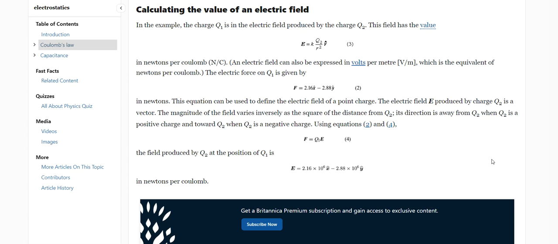The electric force on Q1 is given by, in newtons. This equation can be used to define the electric field of a point charge. The electric field E produced by charge Q2 is a vector. The magnitude of the field varies inversely as the square of the distance from Q2. Its direction is away from Q2 when Q2 is a positive charge and toward Q2 when Q2 is a negative charge. Using the equation, the field produced by Q2 at the position of Q1 is, in newtons per coulomb.